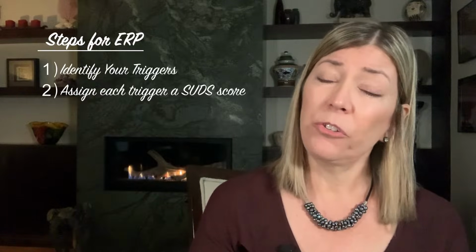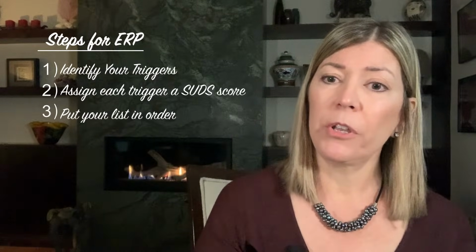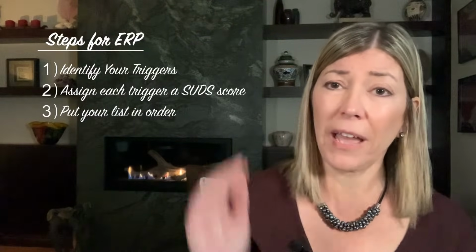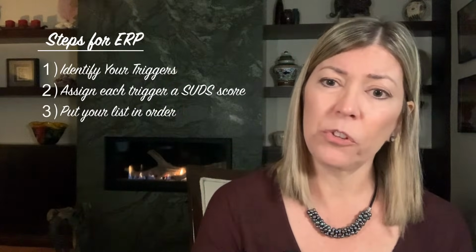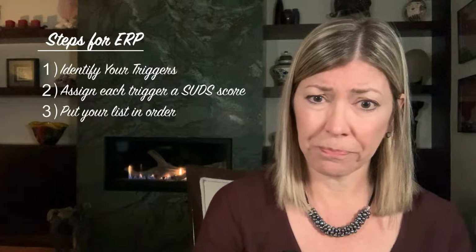The next thing that you will do, number three, is that you're going to put these in order, where you're going to put your most distressful trigger on top, and then at the bottom you're going to have some of your less distressing triggers.